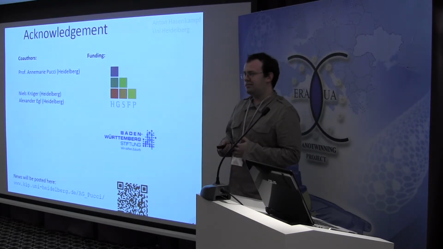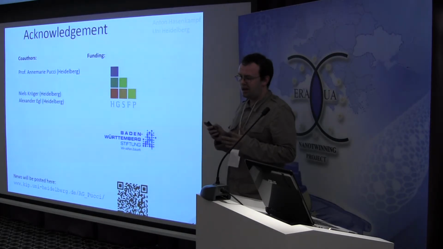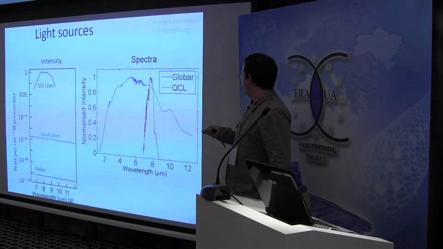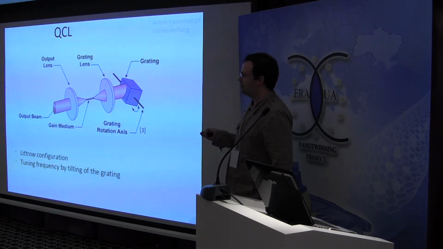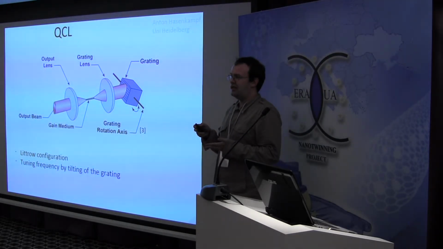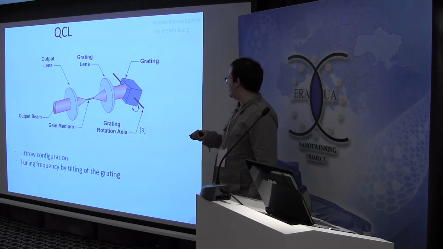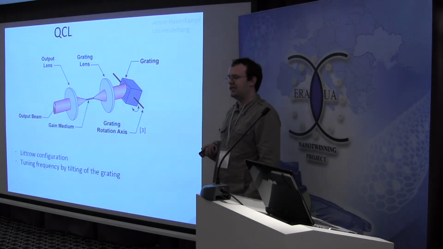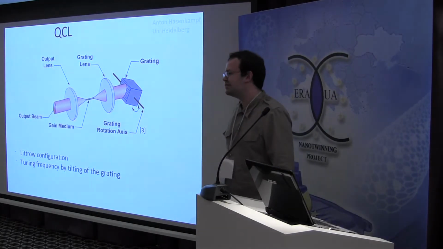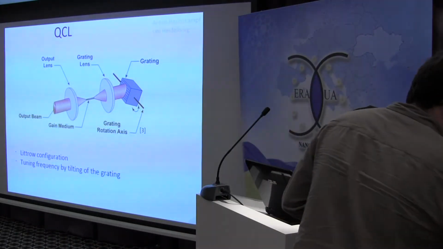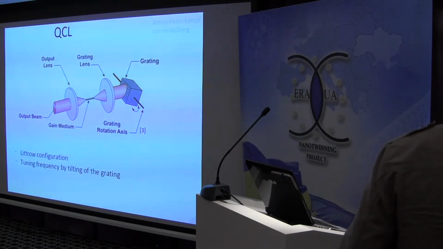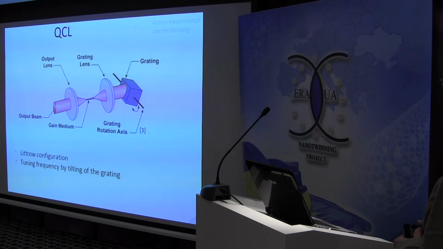Cascade means, okay, I don't have any slides because I didn't expect this question, but cascade normally means that this gain medium is artificially made out of electron steps for electrons, and it's not easy to explain. It's like here, let me sketch it.